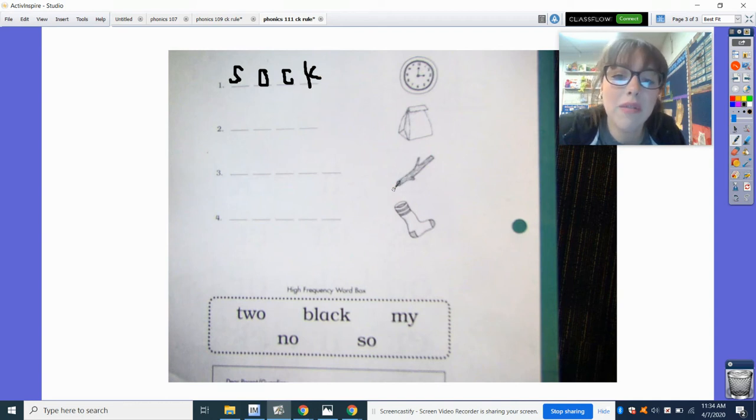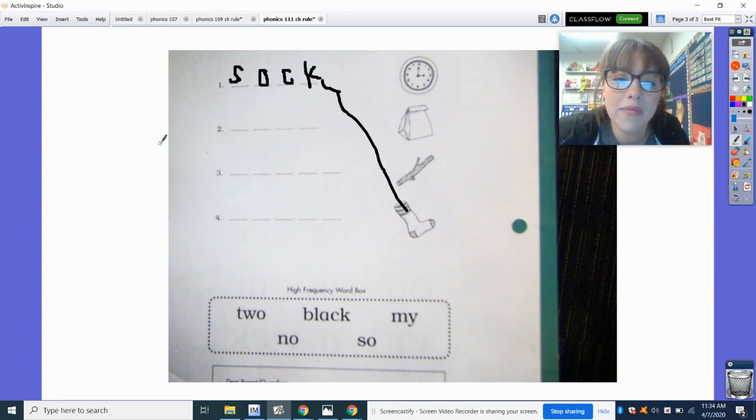Can you draw a line from the picture of the sock to the word you just wrote, sock? And we'll see if you're right. If you drew a line from this picture to our first word, you are right. Let's go on to the next word.